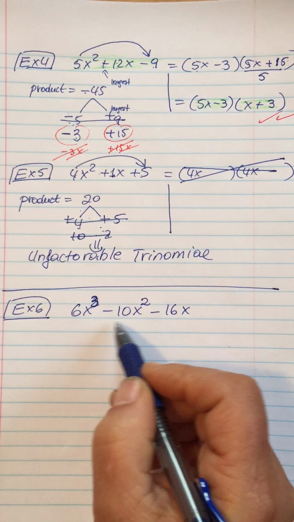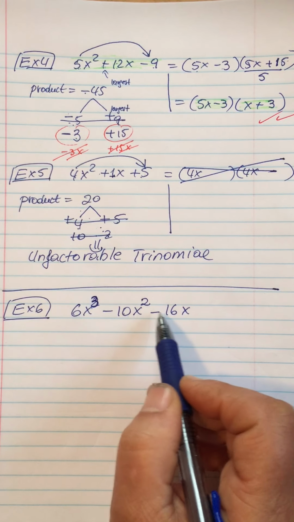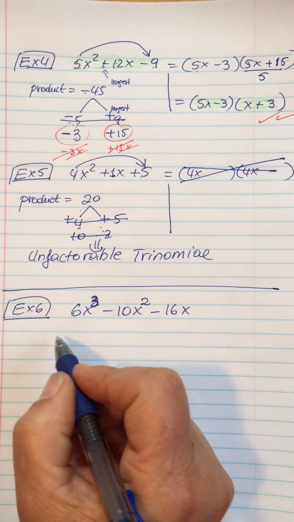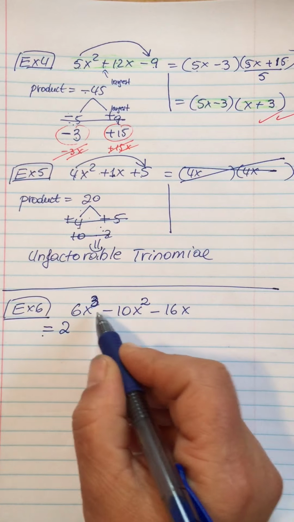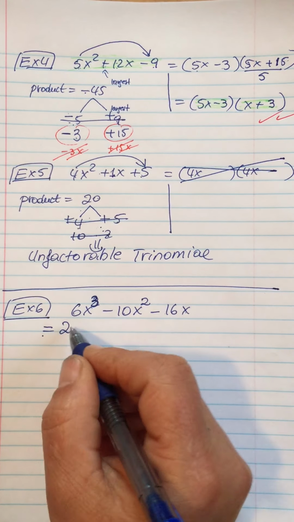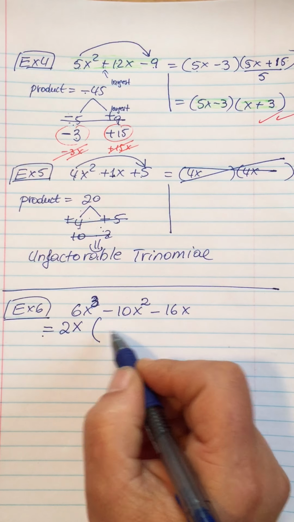Okay? In this case, I have common factors. So 6, 10, and 16 are divisible by 2. So I'm going to factor it. So 2. What else? X is present everywhere. So x, the smallest exponent, is a common factor. Now I open parentheses, and what is left?